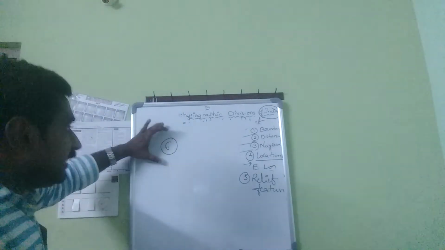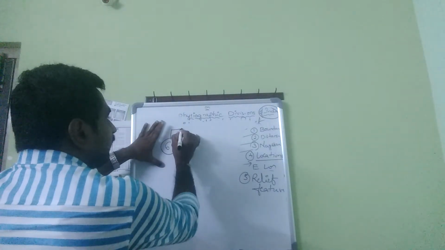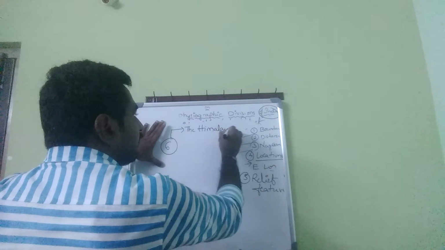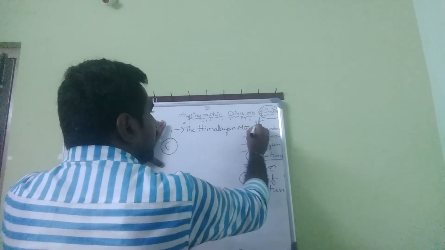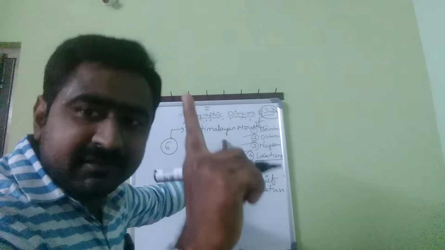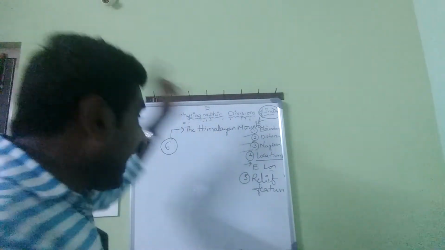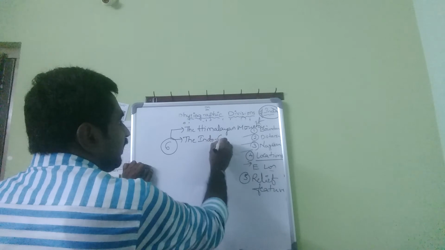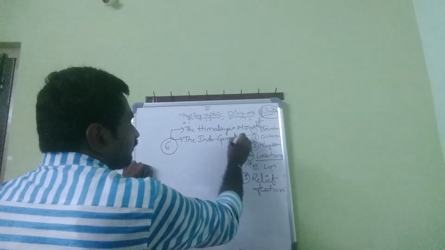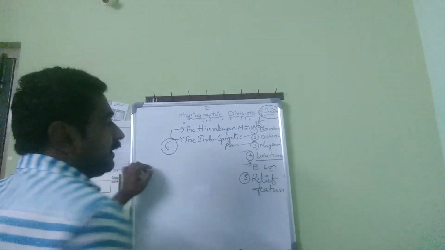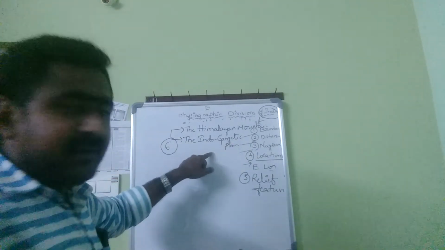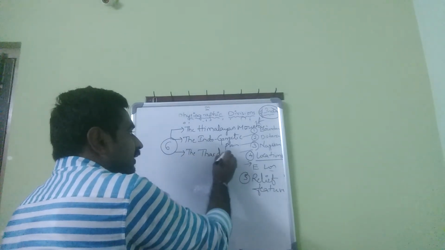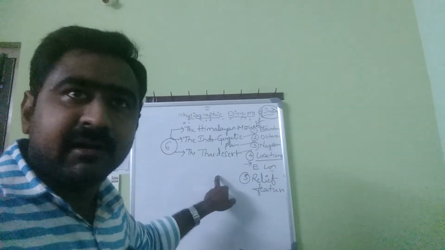Got it or not? So, these 6 relief features are there in India. Out of those, the first relief feature is the Himalayan Mountains. Very important. We will see it in detail later. The second one is the Indo-Gangetic Plain, the second important relief feature of India. And the third important relief feature of India is the Thar Desert.